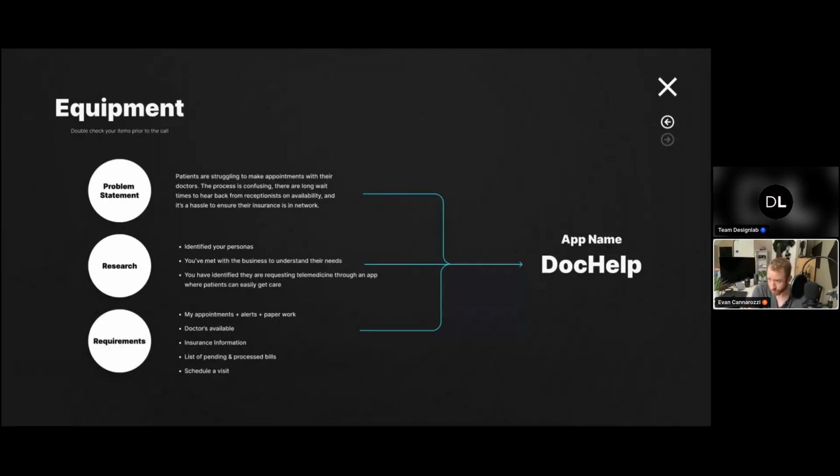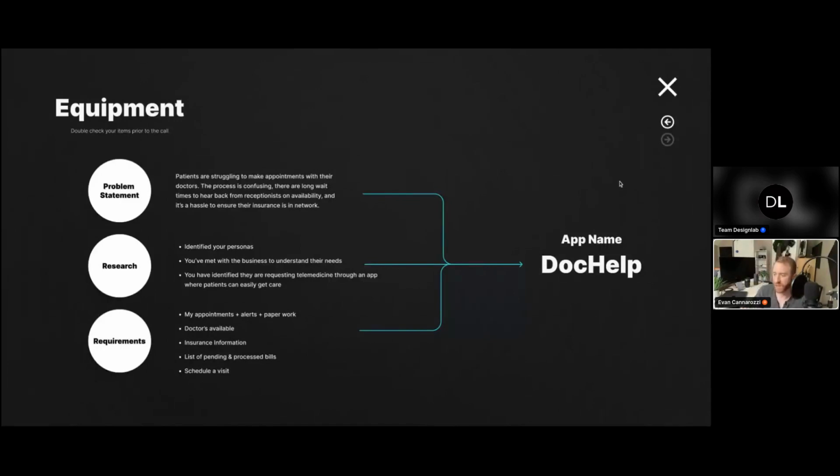And this application is for patients that need healthcare, right? So the problem statement that we've learned is that patients are struggling to make appointments with their doctors. The process is confusing. There are long wait times to hear back from receptionists on availability, and it's a hassle to ensure their insurance is in network, right? That's our problem. The research that's been done looks like the previous designer identified their personas, met with the business to understand their needs, and they've identified, which now you've identified, that they are requesting a telemedicine application where patients can easily get care. So that's our research that's been done.